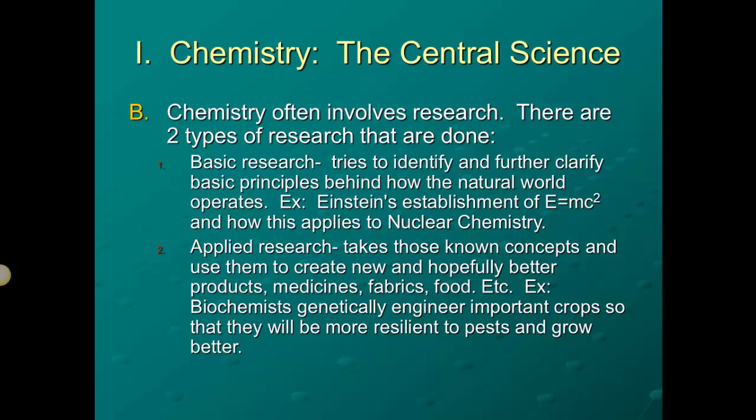So, in order to find out what we've learned in chemistry, they do research, and there are two types of research that are done. The first is basic research. This just tries to identify a basic principle. So, for example, Einstein established that energy is equal to mass times the speed of light. That's a basic principle. We can apply it to a lot of things, but the discovery of that itself is basic research.